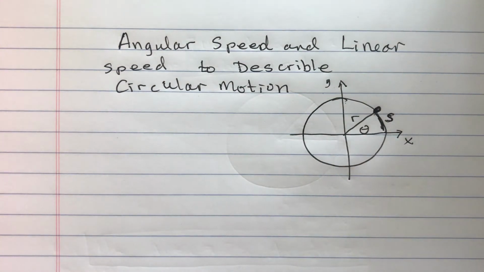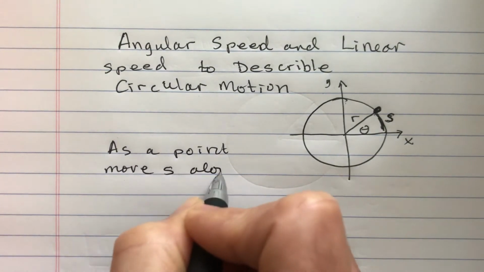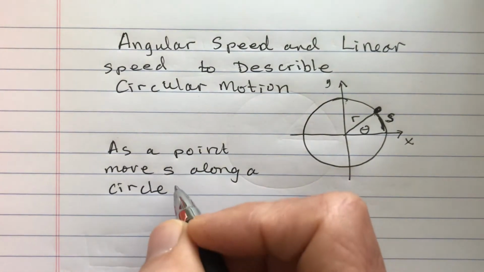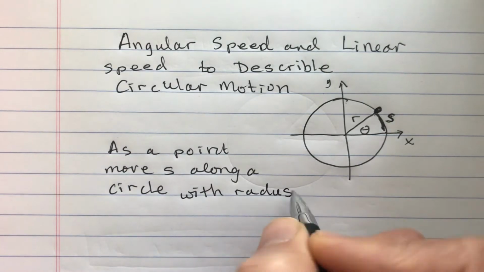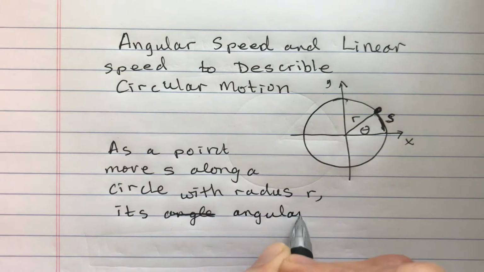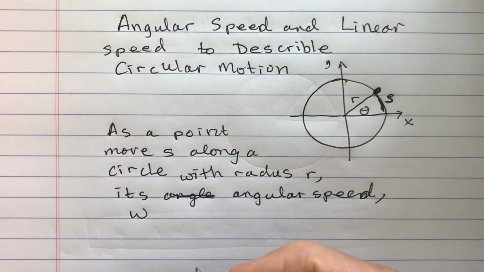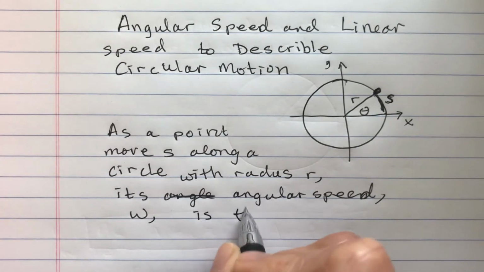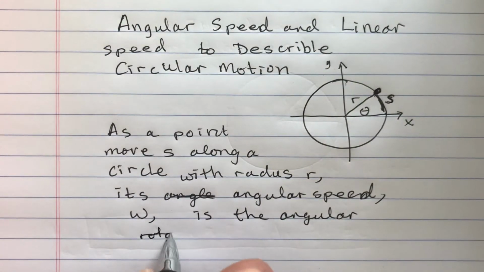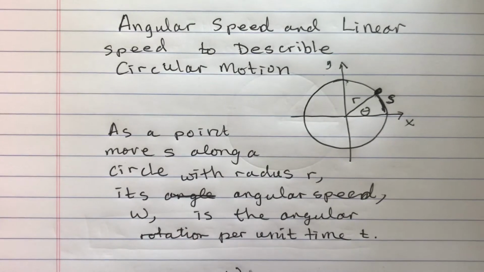Okay, so as a point moves along a circle with radius r, its angular speed, omega, it looks like a W, but it's angular speed, and that's omega, is the angular rotation per unit time t. So omega is equal to theta divided by t.